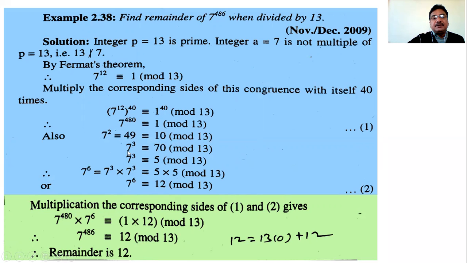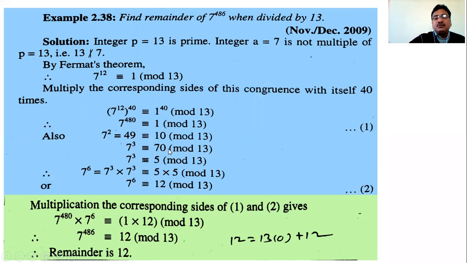Then 7 cube, that is, multiply both sides by 7. That is, 7 square into 7 is 7 cube, and 10 into 7 is 70 modulo 13. And divide 70 by 13. That is, we have the remainder 5. If we divide 70 by 13, then 5 is the remainder. So 70 is congruent to 5 modulo 13.